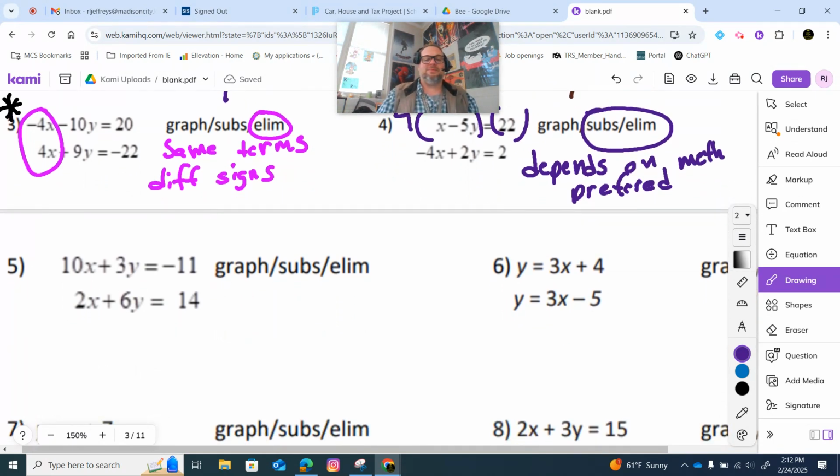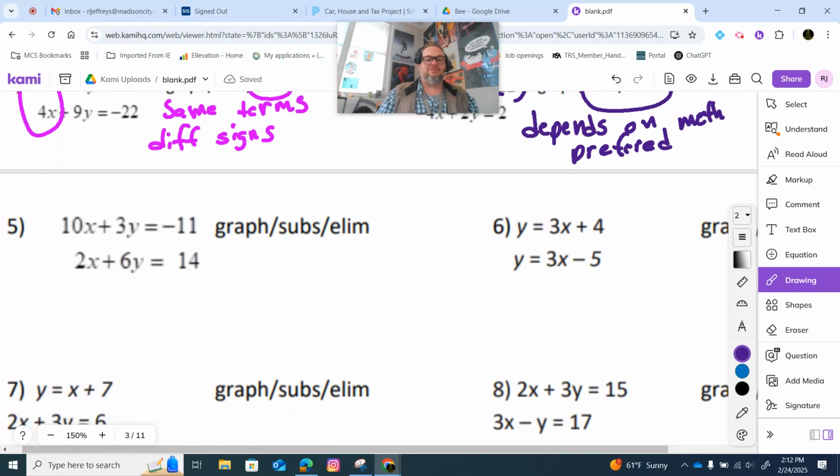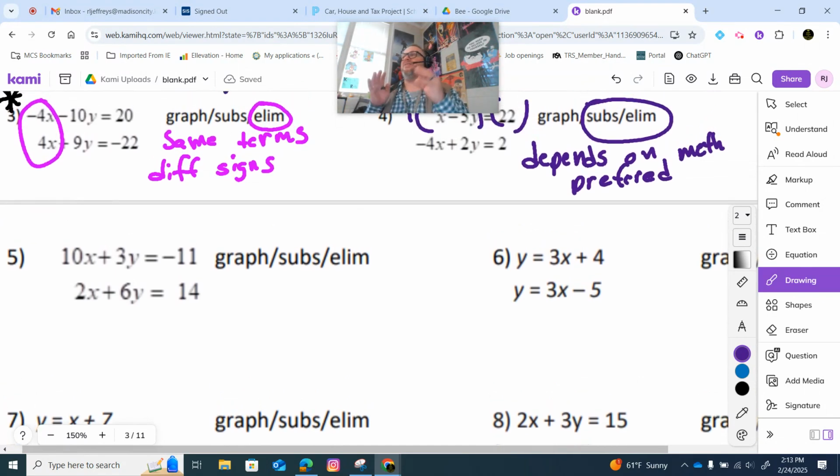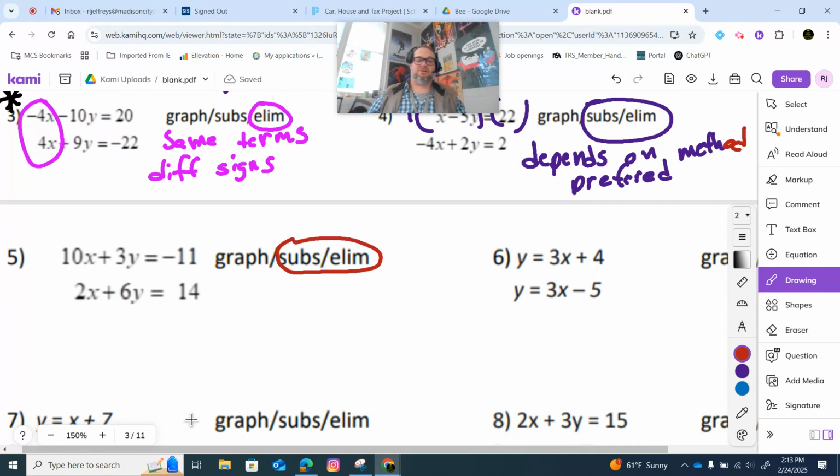All right. What about number 5? Does number 5 have a straight up Captain Obvious answer? Because that's probably based on your preferred method, right? All right. So you could actually solve for x, you could solve for y. This could be either. Okay. This depends.